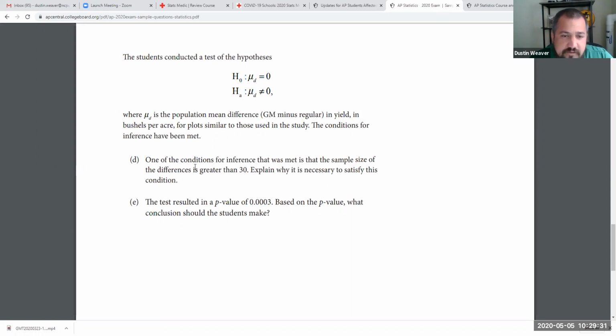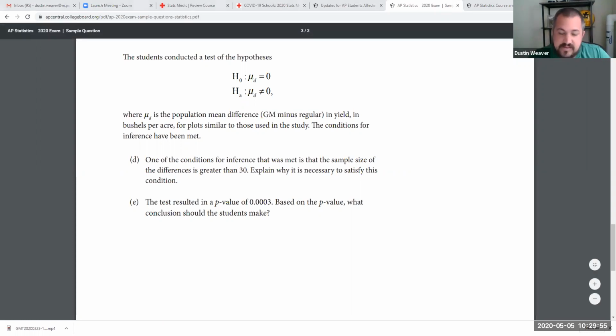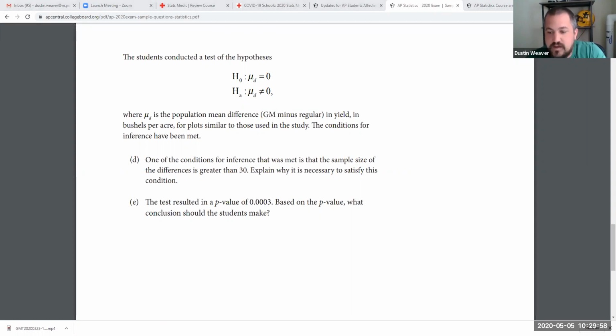One of the conditions for inference that was met is that the sample size is greater than 30. Explain why it's necessary to satisfy this condition. So what rule in statistics tells us that the sample size, when we're talking about means, needs to be at least 30? Gavin's already got it. It's called the central limit theorem. Sometimes we abbreviate that as CLT. And we say N is at least 30 in the central limit theorem.